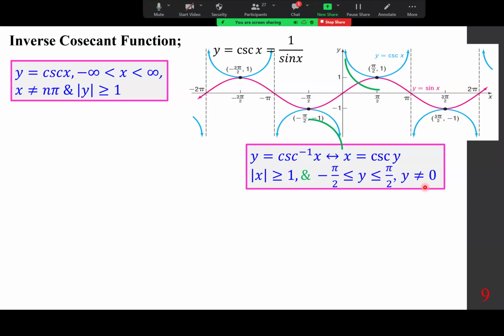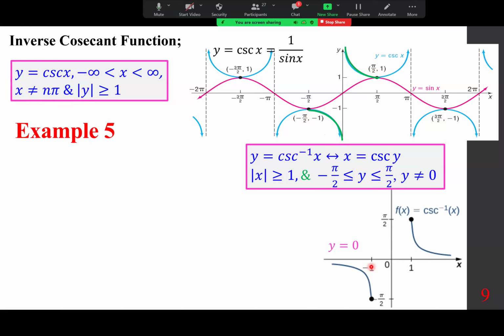So if you were to graph, we are looking at these two pieces only. And again, pi over 2 becomes 1, pi over 2, negative pi over 2 becomes -1, negative pi over 2. And it looks something like this with a vertical asymptote being the y-axis here. Now the horizontal asymptote is the x-axis, which has the equation y equals 0.